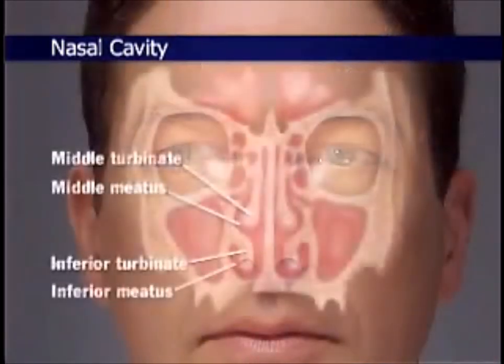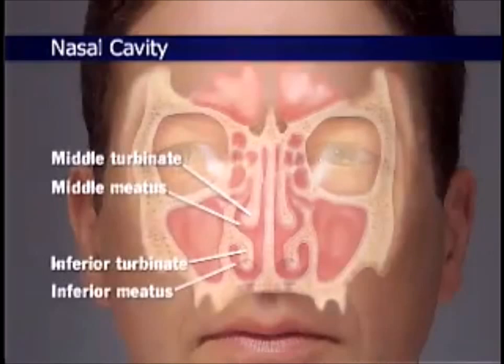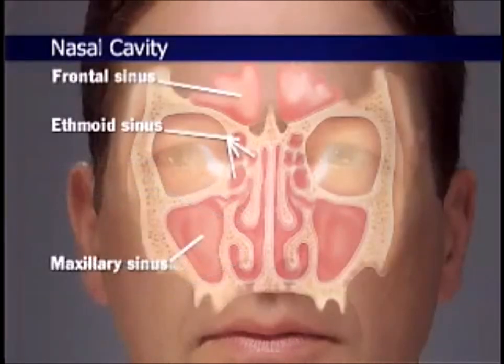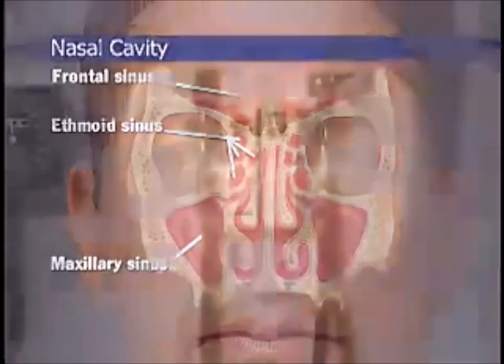Below each turbinate is a groove or meatus, each named according to the turbinate above it. Draining into the inferior meatus is the nasolacrimal duct. Into the middle meatus drain most of the paranasal sinuses. Their openings are not usually visible. The paranasal sinuses are air-filled cavities located within the bones of the skull and lined with mucous membrane.